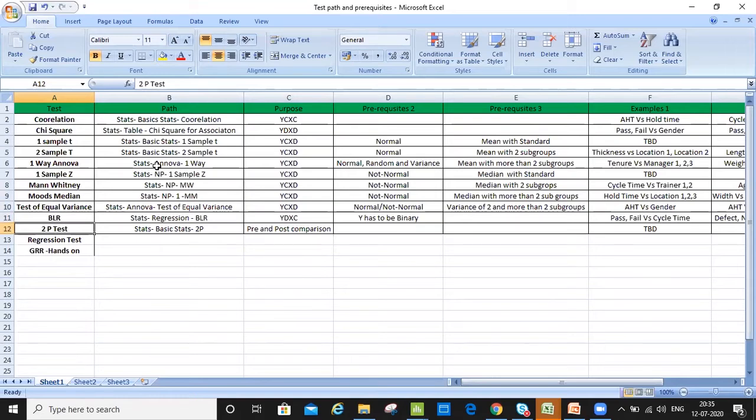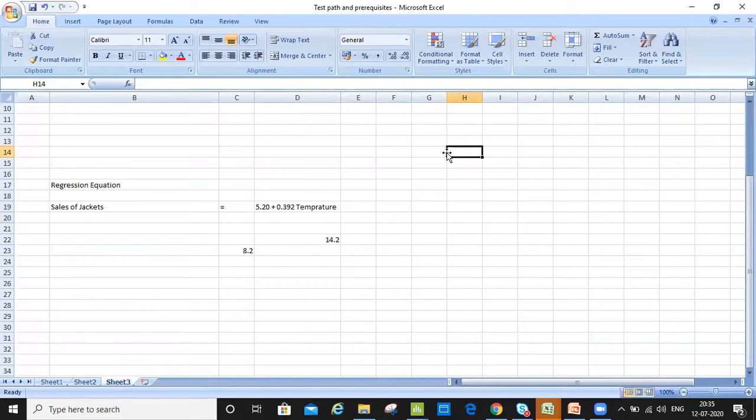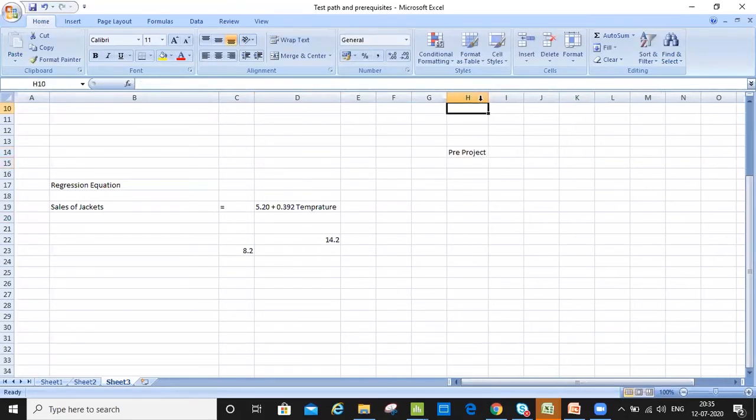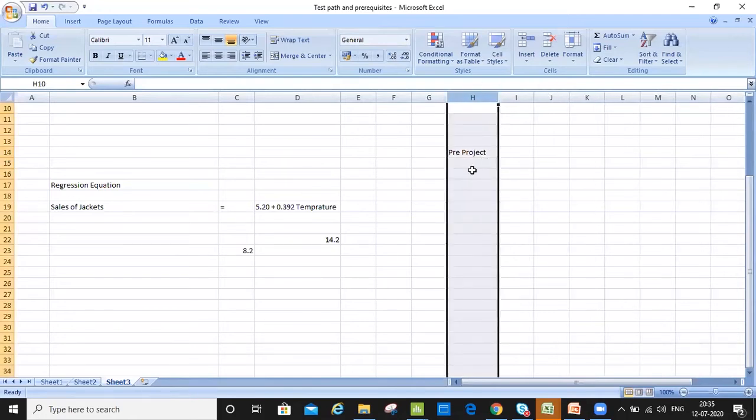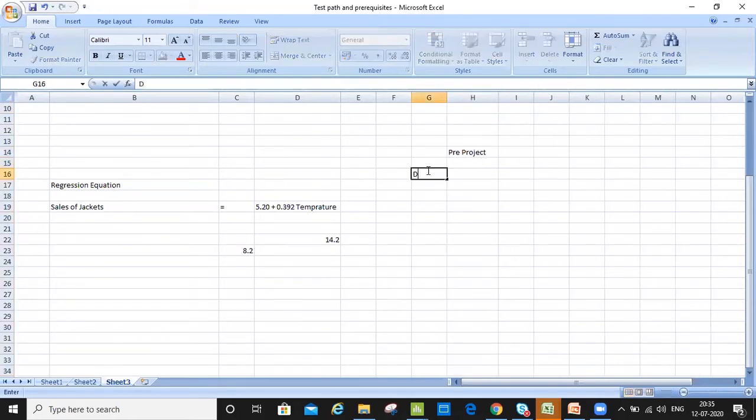So let me give you an example of when to do this test. Okay. You would have done this in the beginning of the project, pre-project, when you started any project. You would have two things at least: defects and opportunities. Yes or no? You would be able to calculate it.